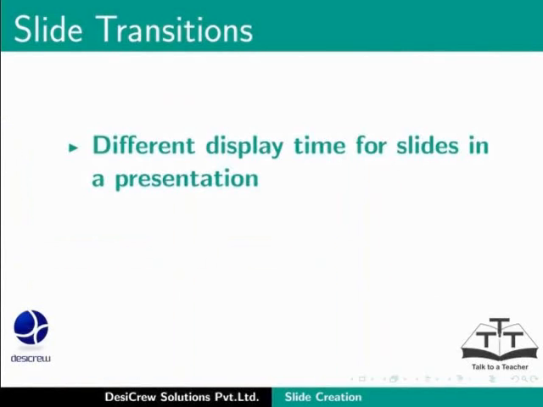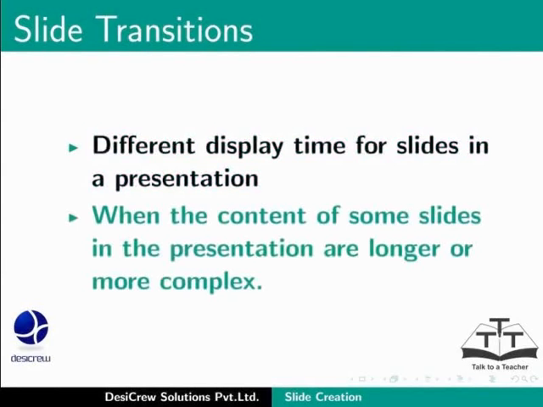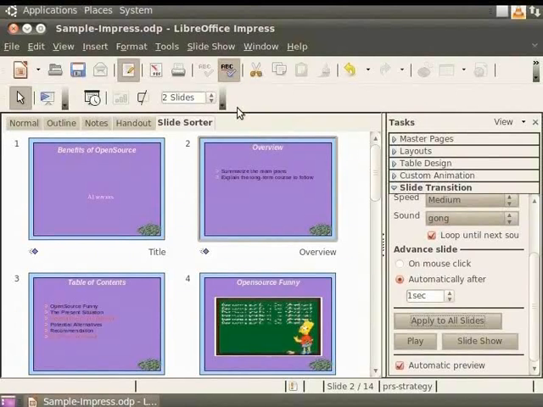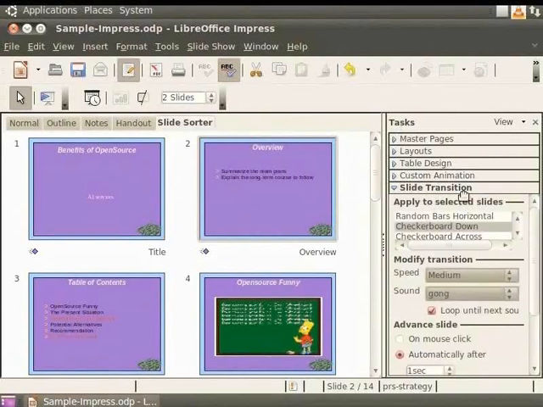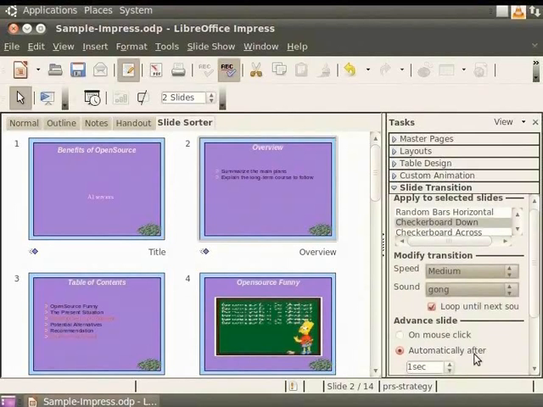Let us now learn to create a presentation that advances automatically but with different display times for each slide. This is useful when the content of some slides in the presentation are longer or more complex. From the main pane, first click on Slide Sorter tab. Select the second slide. Go to the Tasks pane. Under Slide Transitions, go to Advanced Slide option. In the Automatically After field, enter the time 2 seconds.